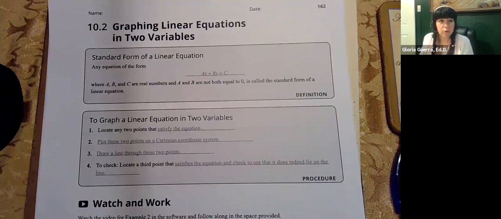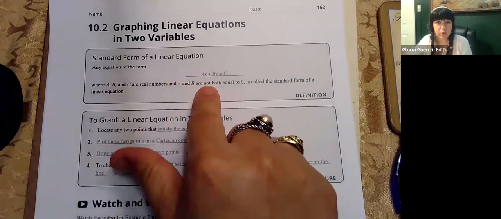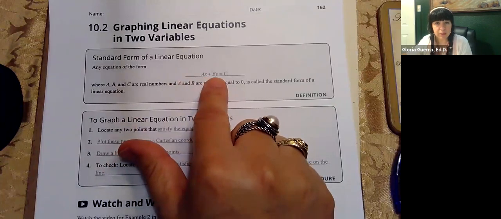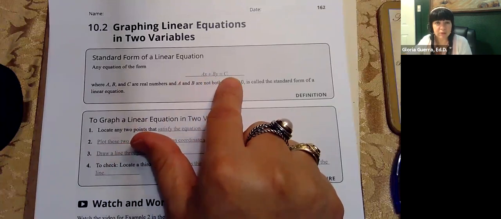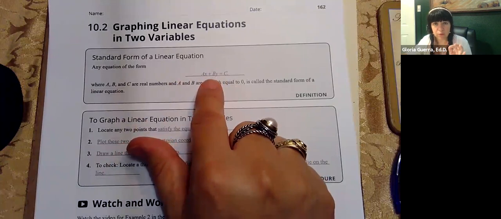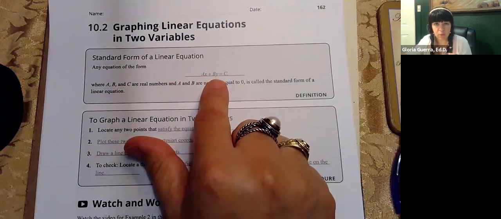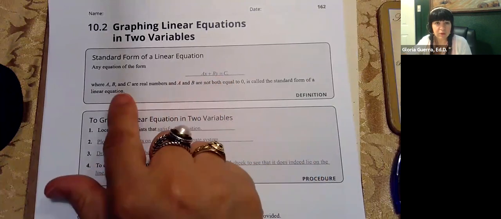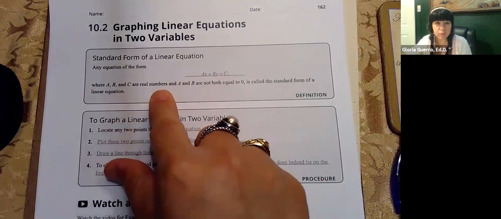Okay, so first, let's go over some vocabulary that's located on page 162 of your workbook. The standard form of a linear equation has this form where they put all the x terms first, followed by all the y terms, and then followed by the constants. So they kind of put them in alphabetical order, x terms followed by y terms, and then constants last. So they say a, b, and c are real numbers.